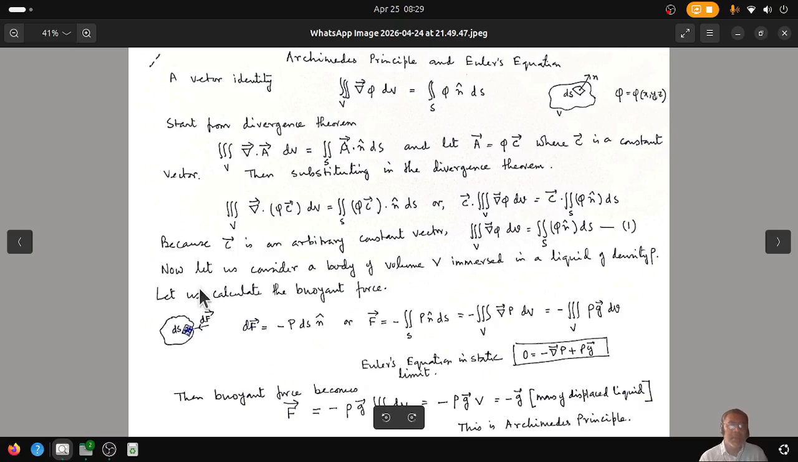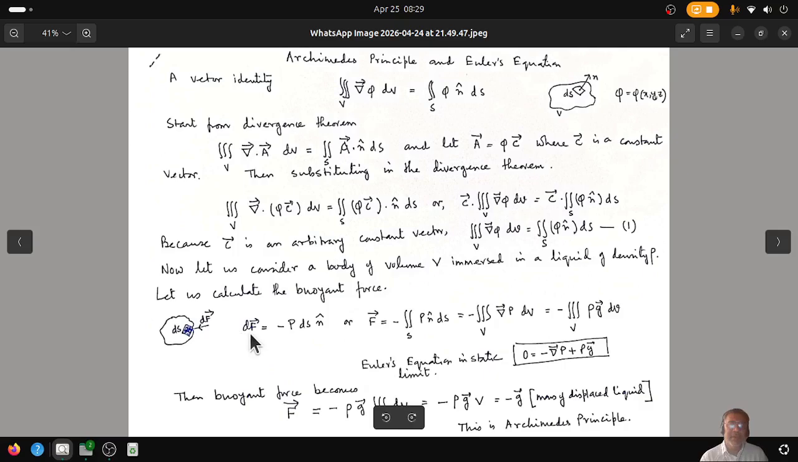Now let us consider a body of volume V immersed in a liquid of density rho. Let us calculate a small force on the surface of the body, dF, which must be equal to pressure times area. So P dS n, where n is the unit normal from the small area, and the minus sign signifies that the pressure force is directed towards the inside of the volume. So the vector dF equals minus P dS n vector. Now we have to integrate this.